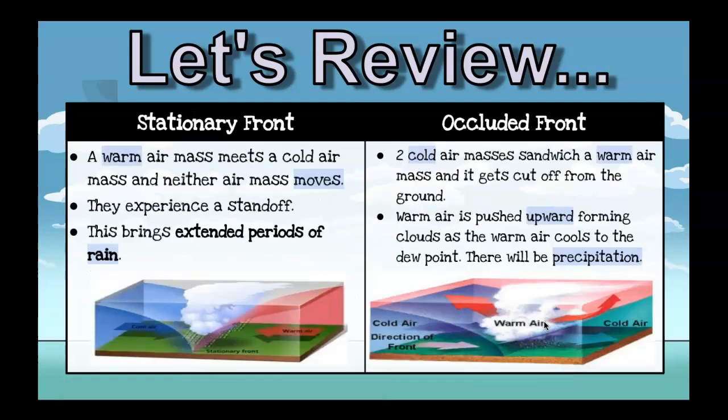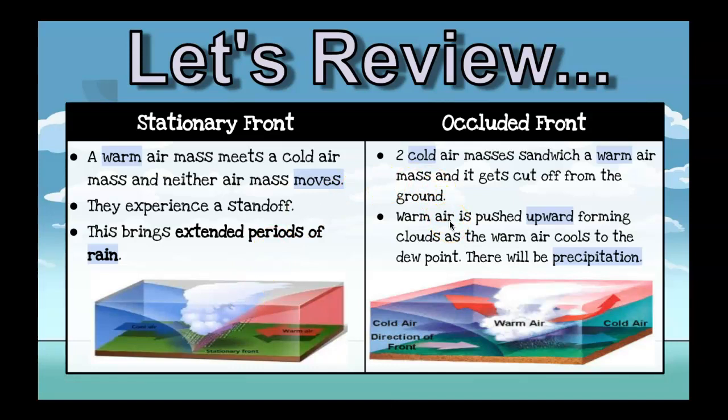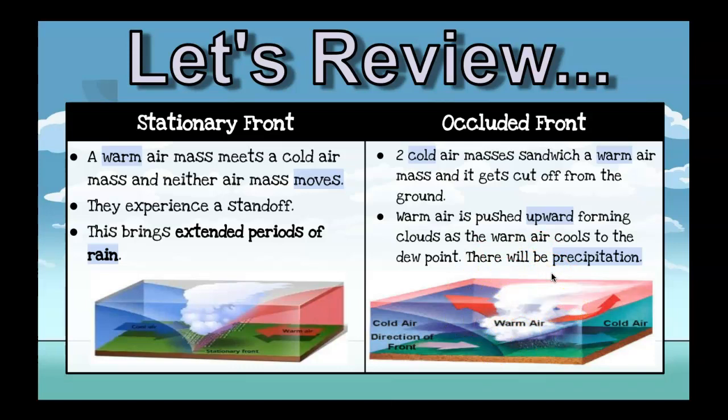The stationary front is just that. It's stationary, not moving. So you have a warm and cold air mass meet, but this time neither one moves above or below each other. Instead, they experience a standoff, and where they meet can cause extended periods of rain if, once again, there's water vapor stuck in that warm air mass. An occluded front is the most complex front because it deals with 3 different air masses. So you see here you have cold air advancing in, hitting another area of cold air, and pushing an area of warm air up and out of the way. So that warm air mass gets cut off and pushed up out of the way. Whenever this happens, you will have precipitation.